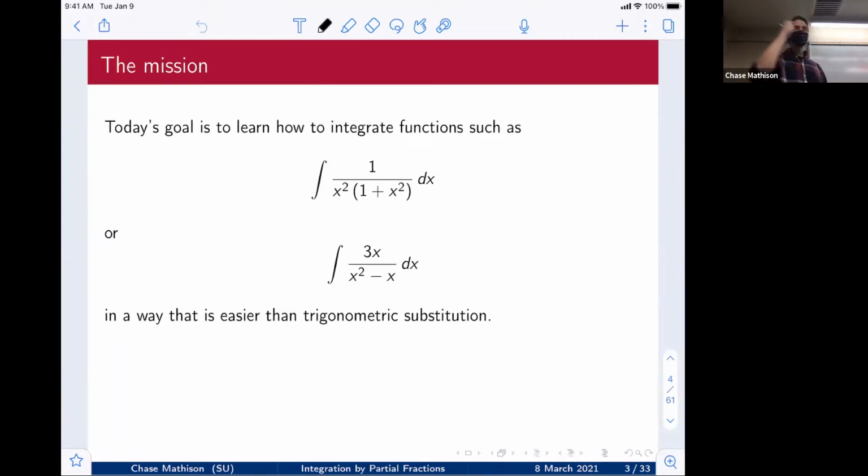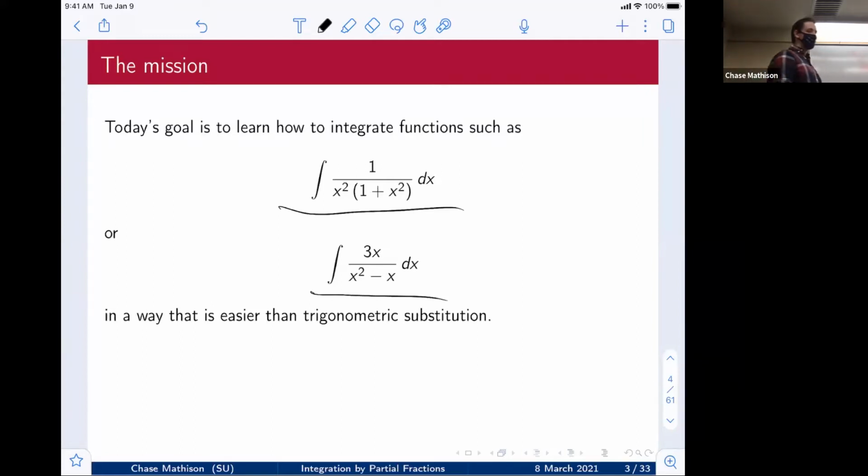So today's goal, the mission, is we want to learn how to integrate functions that look like 1 over x squared times 1 plus x squared. After probably tomorrow, we'll be able to integrate something that looks like that. And after today, we'll be able to integrate something that looks like this: the integral of 3x over x squared minus x.